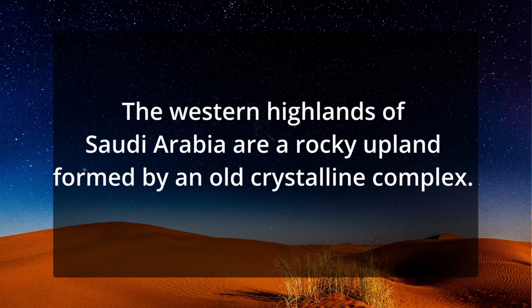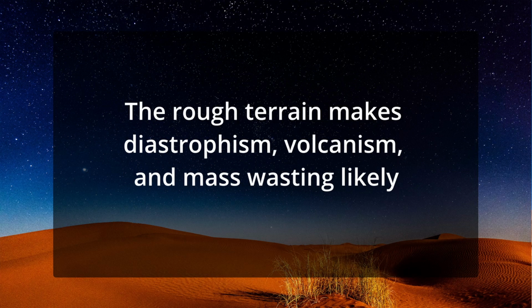The western highlands of Saudi Arabia are a rocky upland formed by an old crystalline complex. They make a long, narrow plateau that is topped by steep mountains that face the Red Sea. The rough terrain makes diastrophism, volcanism, and mass wasting likely. From north to south, they range in height from 900 meters to 3,700 meters.